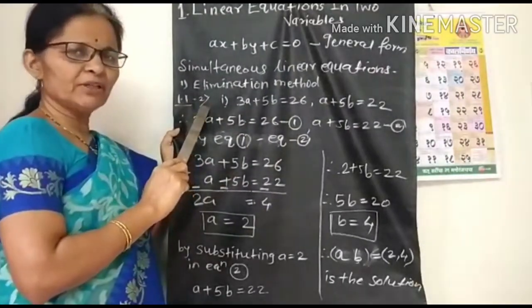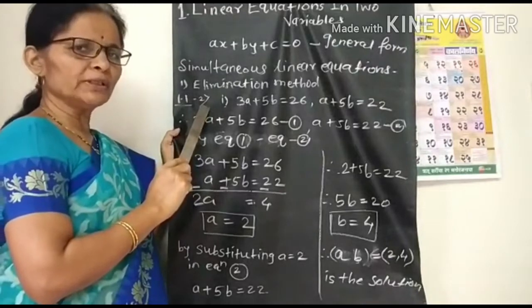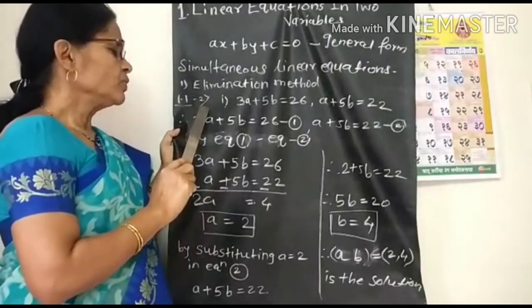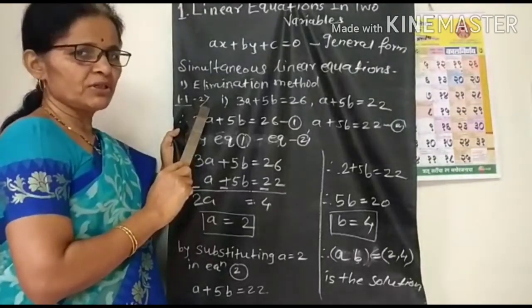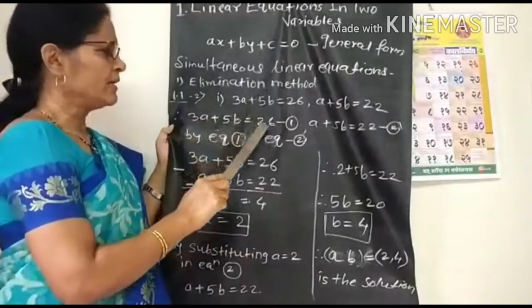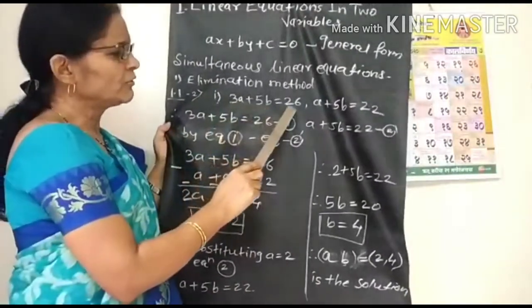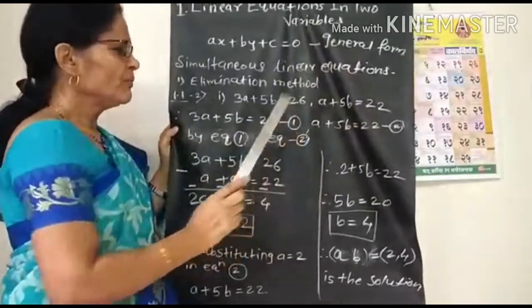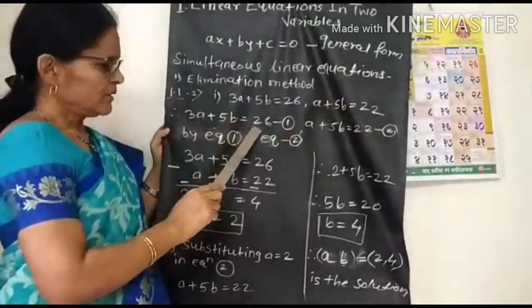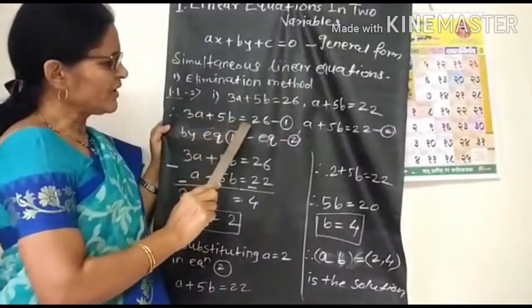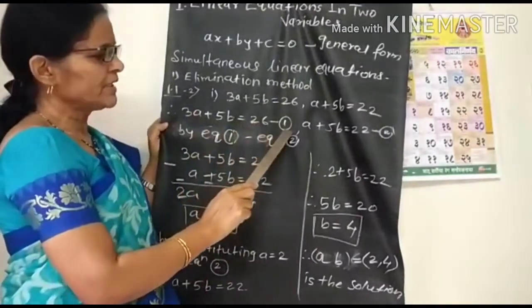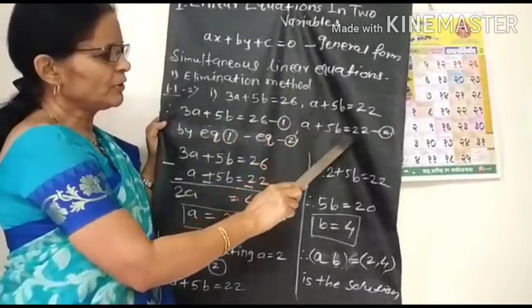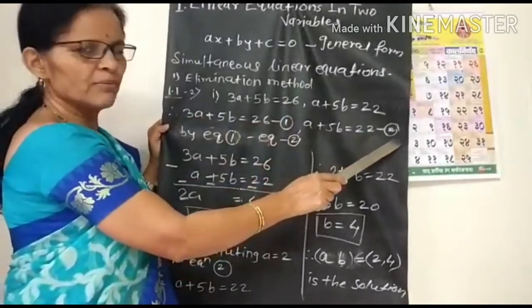So here from our practice set 1.1, question 2. Question 1 is activity based question. You have to solve it. Question number 2, solve the following simultaneous equations. Example number 1. 3a plus 5b equal to 26, and second one is a plus 5b equal to 22. First we have to give number to each equation. 3a plus 5b equal to 26 is the equation number 1. a plus 5b equal to 22 is the equation number 2.